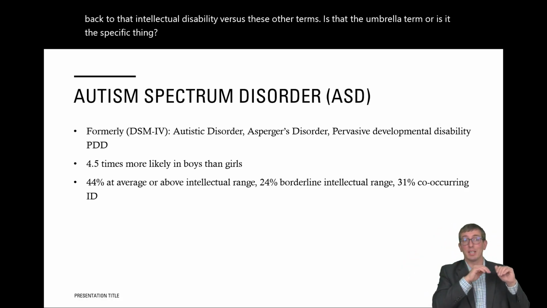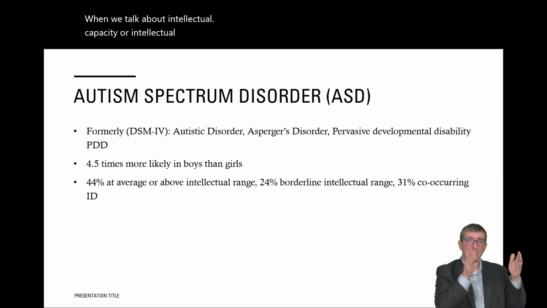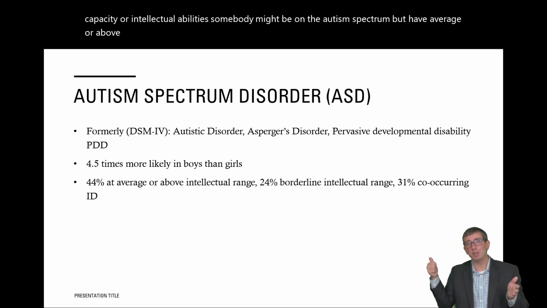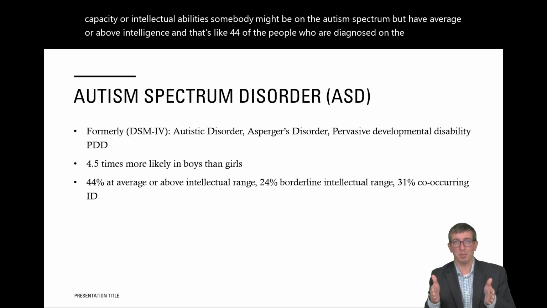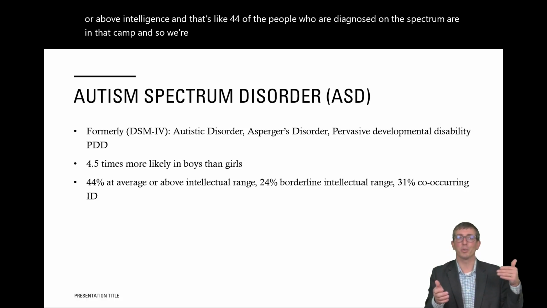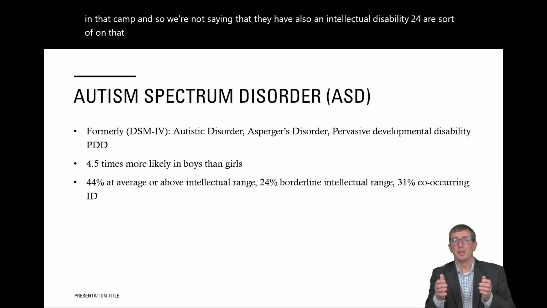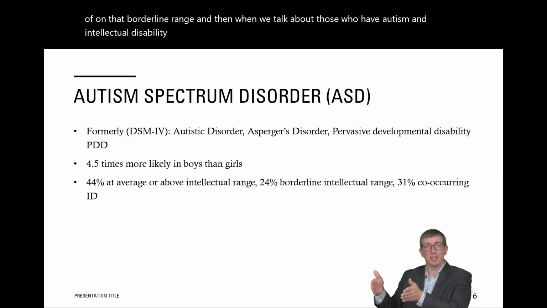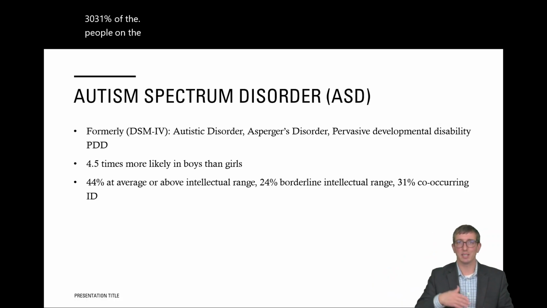When we talk about intellectual capacity or intellectual abilities, somebody might be on the autism spectrum but have average or above intelligence. And that's like 44% of the people who are diagnosed on the spectrum are in that camp. And so we're not saying that they have also an intellectual disability. 24% are sort of on that borderline range. And then when we talk about those who have autism and intellectual disability, that specific thing that we talked about earlier, that's 31% of the people on the spectrum also have an intellectual disability.